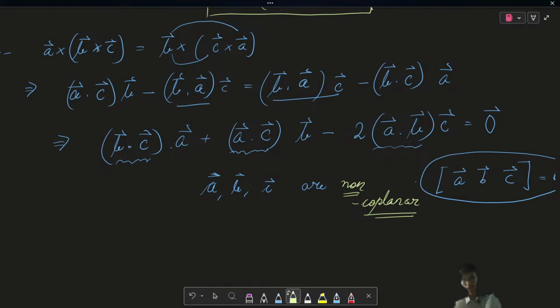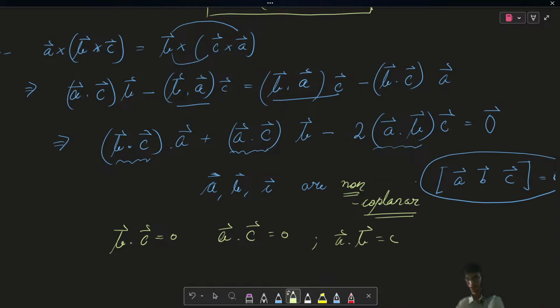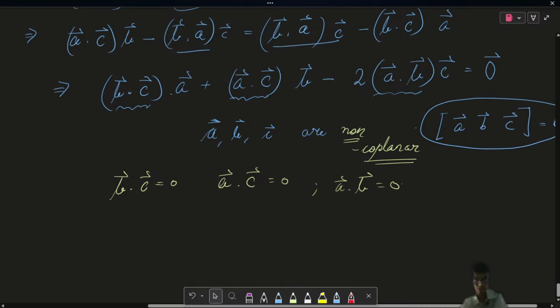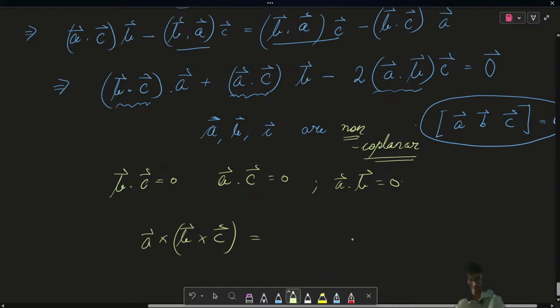So if they are non-coplanar, then what I can say is that A dot B is equal to 0, and similarly B dot C is equal to 0, and also A dot C is equal to 0, right? If I have these results, that means A, B, C are all perpendicular to each other, which is very obvious. So if I need to find A dot B cross C, then the result will directly come out to be 0.